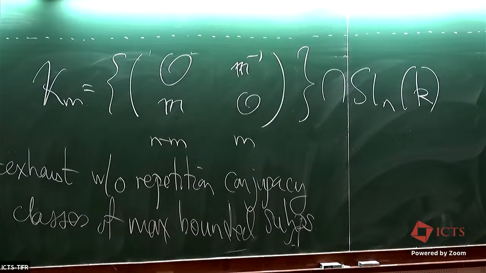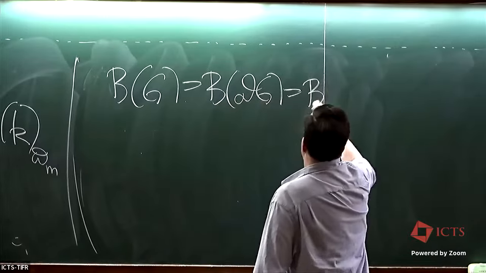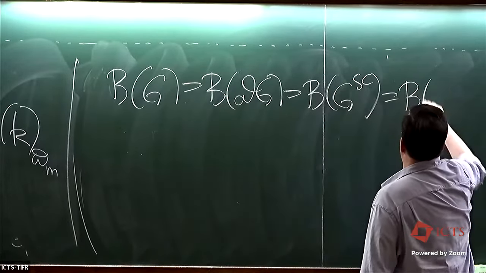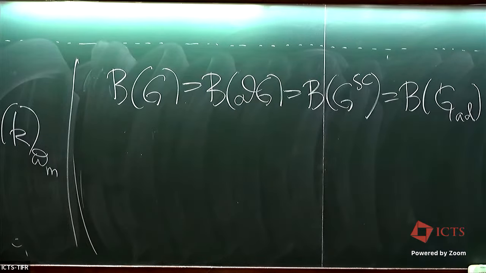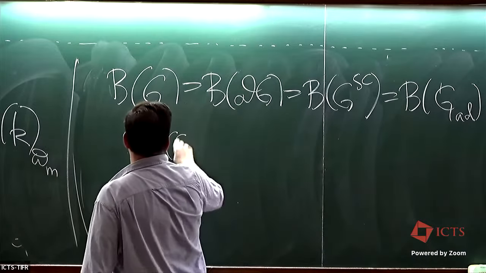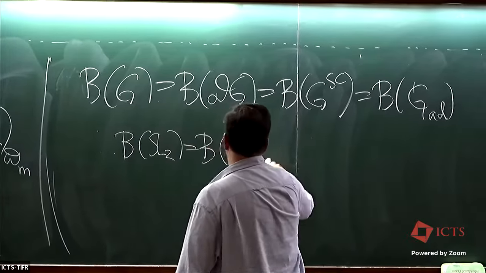So I'm going to look at PGL2. So whatever the building is, it will turn out that the building of G is naturally the same as the building of the derived group, and it's naturally the same as the building of the simply connected cover, and it's naturally the same as the building of the adjoint quotient. So let's take the case of SL2. So this building for SL2, whatever it is, will turn out to be the same as the building for PGL2.